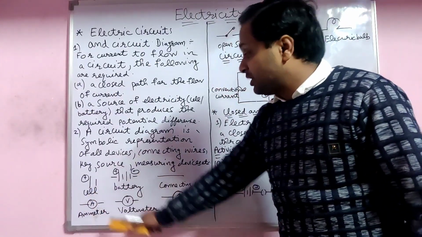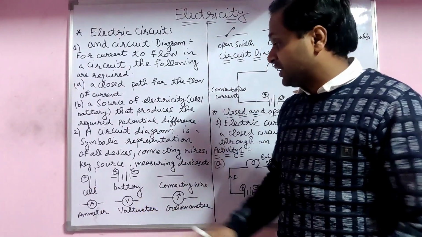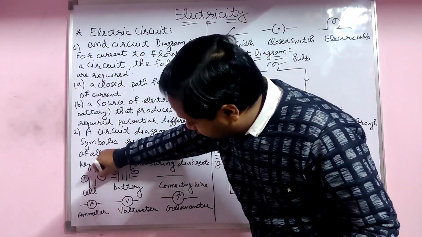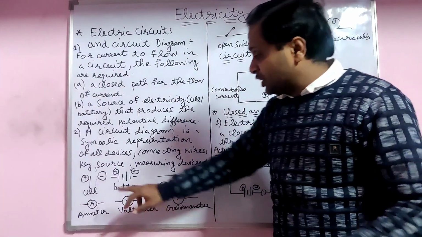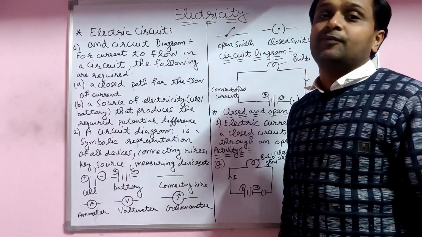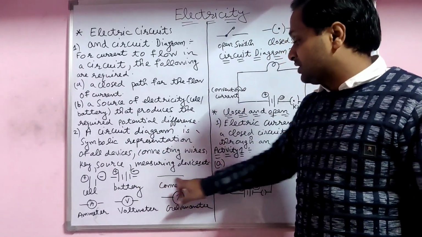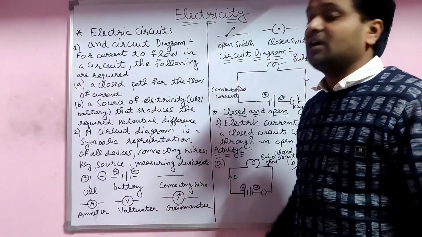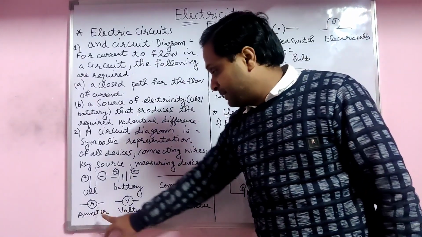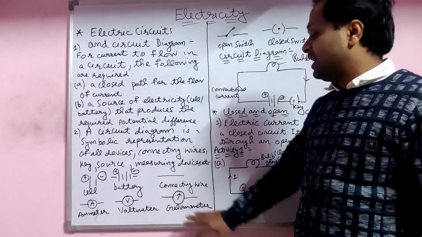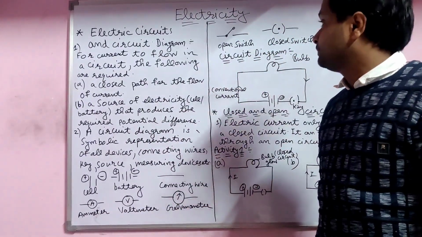This is the symbol of a cell, one positive and one negative. When you connect two or more cells together, that forms a battery. This is the symbol of a battery. A line only is for the connecting wire. This is the ammeter symbol, this is the voltmeter, and this is the symbol of the galvanometer.